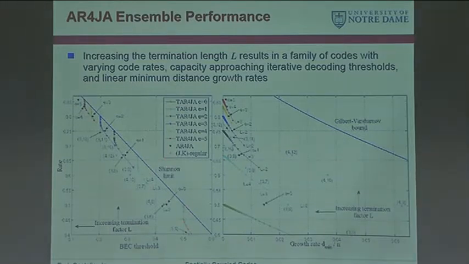And these are the thresholds. This is the basic ARJA, this one. I think this is rate 1/2. And these are the ones with the enhanced, with the extra variable nodes for higher rates.